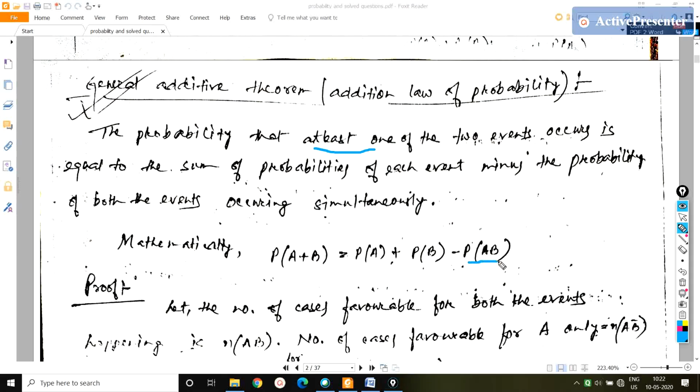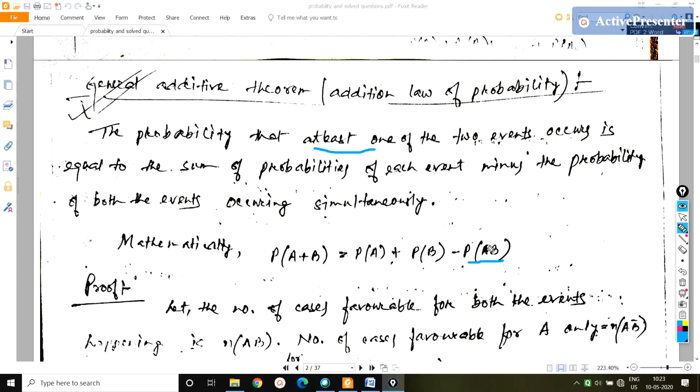So here we have a condition that both the events can occur simultaneously. The previous one was there, but they were mutually exclusive. So in this particular theorem, the general additive theorem, the difference with the previous one is that we are considering two events, not n events, plus there is a possibility that both the events can occur simultaneously. So probability of at least one of the two events, that is P of A plus B, is P of A plus P of B.